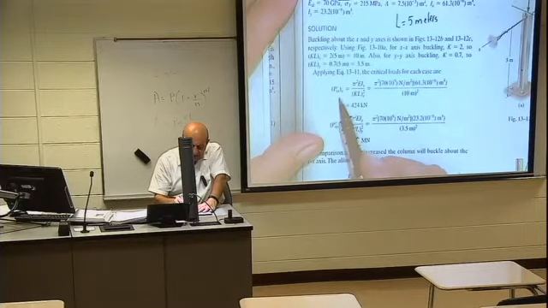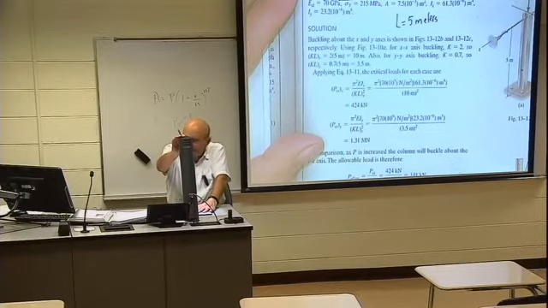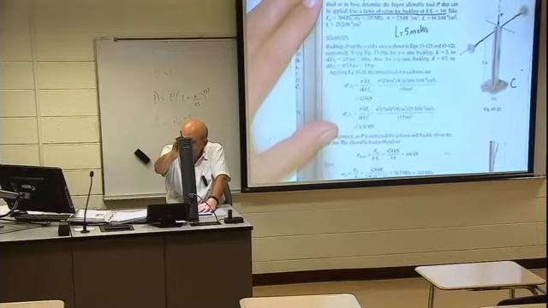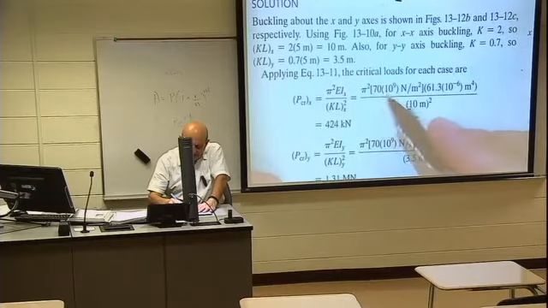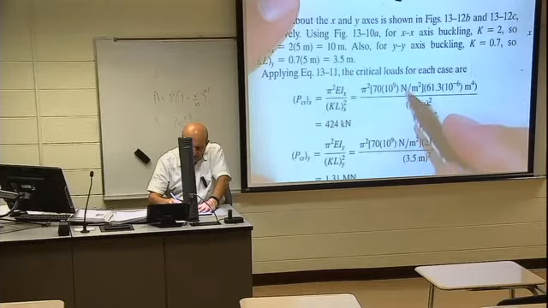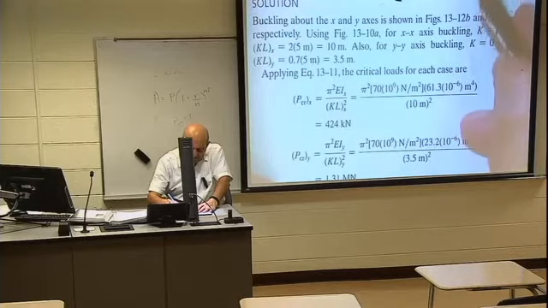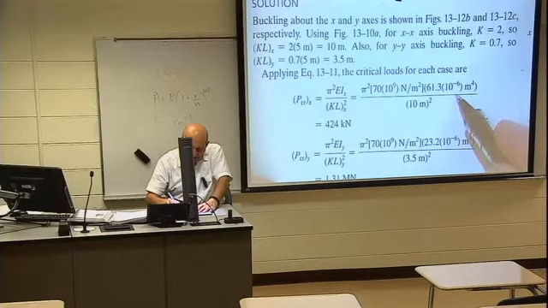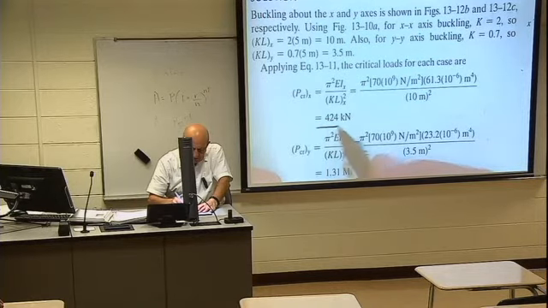So P critical x equals pi squared EIX over KLX squared equals pi squared 70. So we have gigapascals, 10 to the power 9 Newton over meter squared. Then I have to multiply by Ix, 61.3 10 to the minus 6 meter to the fourth power. Here KLX equals 2 times 5 equals 10 meters squared. This gives me 424 kilonewtons.